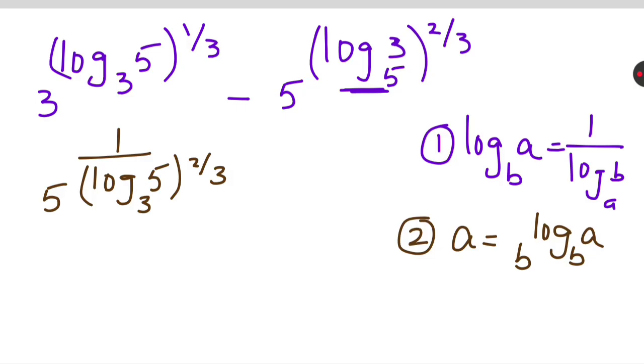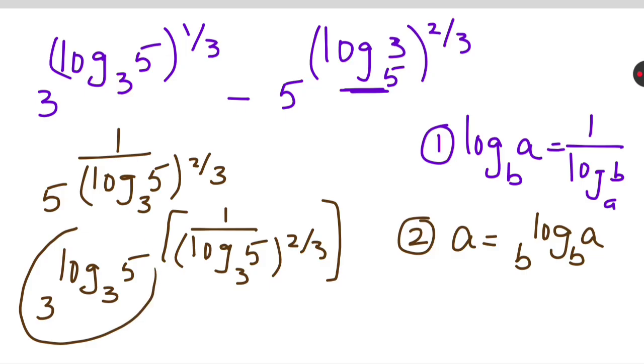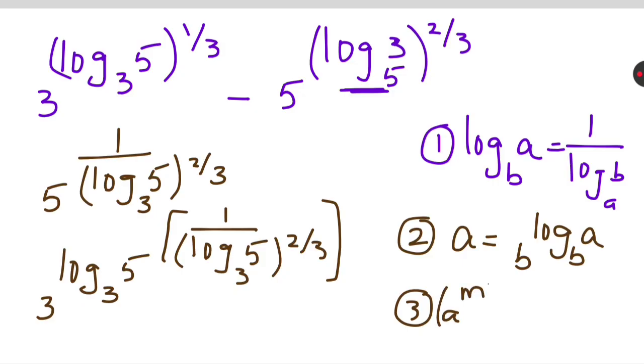Same like that, this 5 we can write in terms of 3, that is 3 raised to the power of log 5 with base 3. So here 3 is the same, then we can simply write this as 5. So whole raised to the power of 1 over log 5 with base 3, whole raised to the power of 2 over 3. Now observe here, it is in the form of a raised to the power of m, whole raised to the power of n. We can write a raised to the power of m, whole raised to the power of n, as a raised to the power of mn.